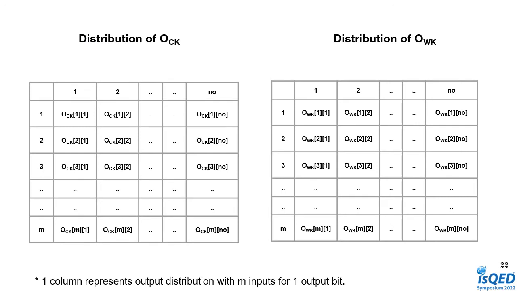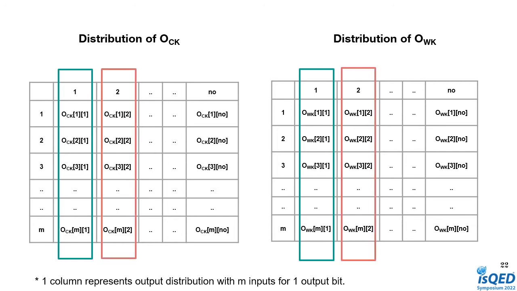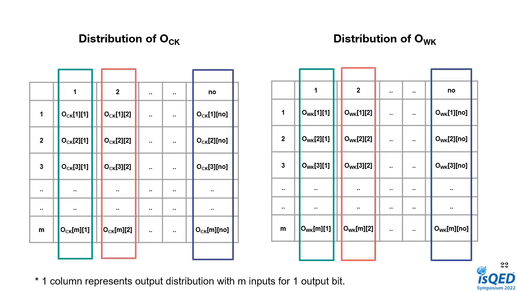Here, the left one is the distribution for OCK and the right one is the distribution for OWK. Each column in this data represents the output distribution with m inputs for one output bit. So the first column is for the first output bit, and the Welch's t-test will be performed between these two sets of samples, and then for output bit 2 and so on till NO output bits, and so there will be a total of NO Welch's t-tests performed.